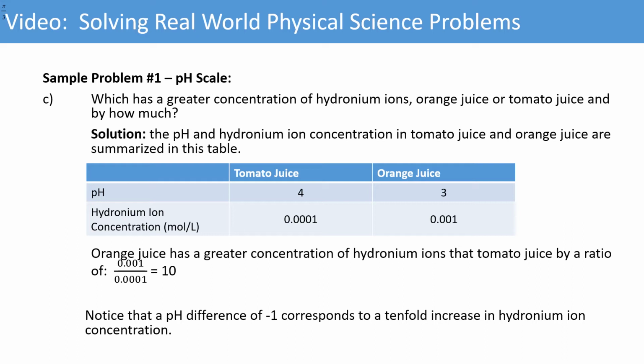So we'll do a comparison ratio and find that orange juice has a greater concentration of hydronium ions. We'll put orange juice on the top, 0.001, divided by the concentration of tomato juice, 0.0001, and it works out to be 10. Notice that a pH difference of 1 corresponds to a 10-fold increase in hydronium ion concentration.